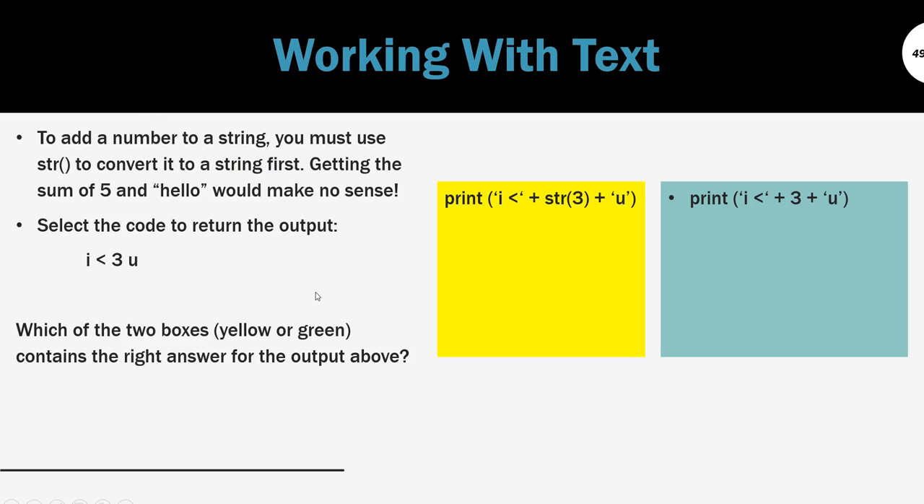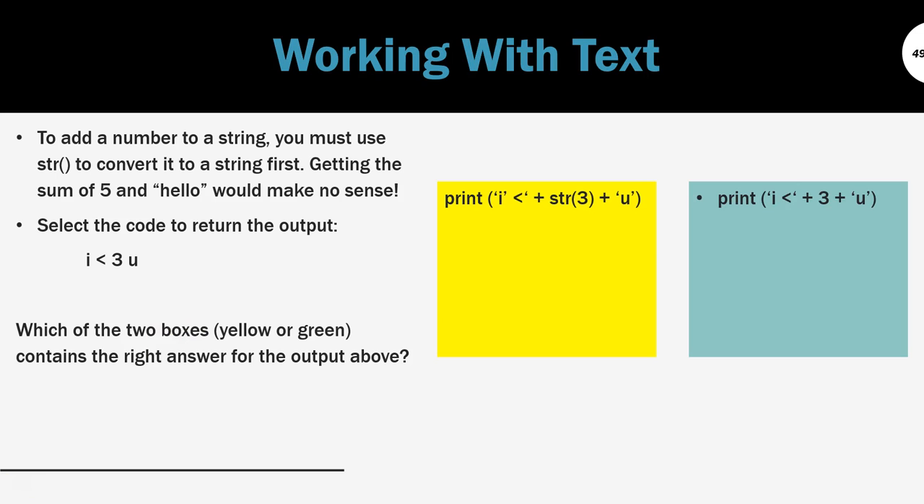Now I want you to try something. We're going to work with text. To add a number to a string, you must use str to convert it to a string first. Getting the sum of 5 and hello would make no sense, of course. It will give you a traceback error. But now, select the code to return the output. This over here, I minus 3u, is the output. What I want you to do is try both the instruction in the yellow box and the instruction in the green box in the interpreter, and then tell me which of the two boxes, yellow or green, contains the right answer for the output above. I give you a few minutes.